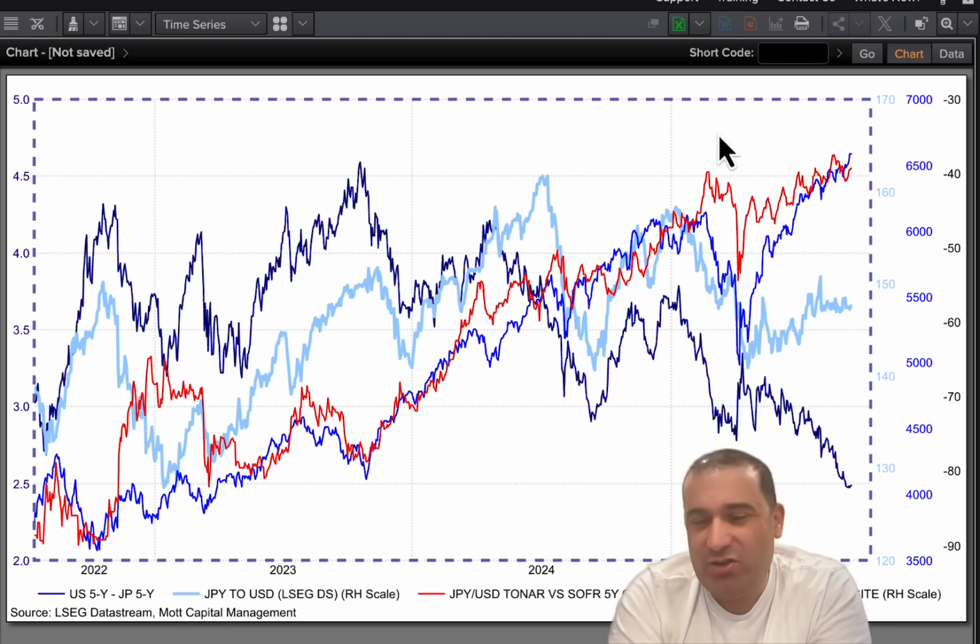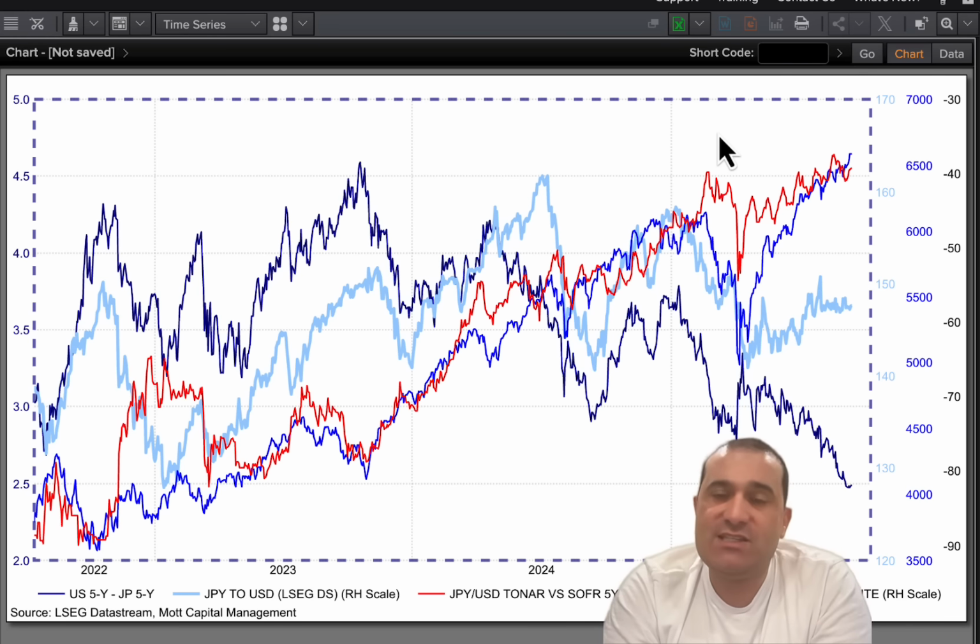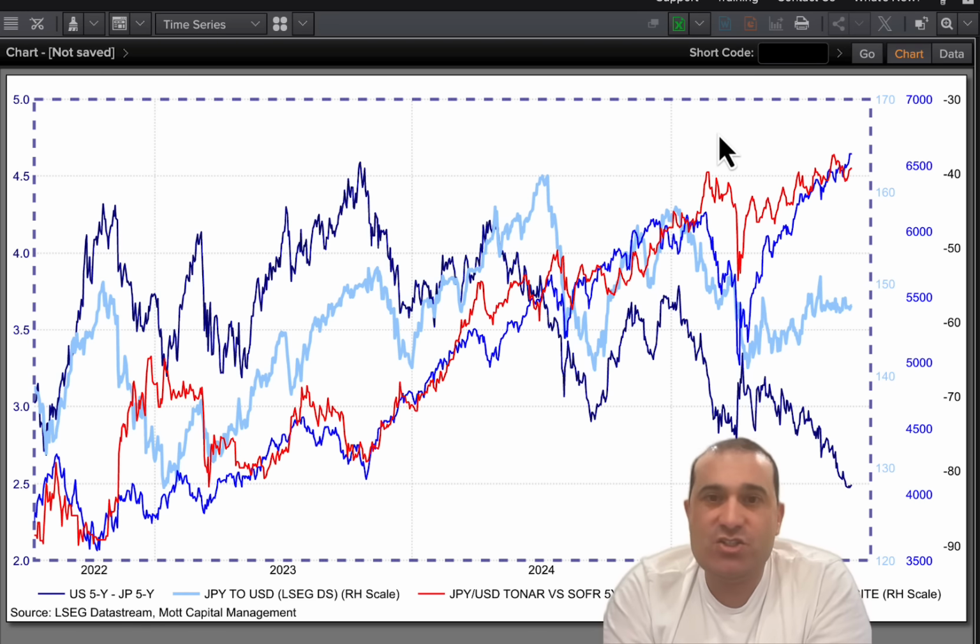And this is just one other thing that I think is worth paying attention to this week, because I don't think many people are really focused on the Bank of Japan again and the potential impacts it could have on global markets.